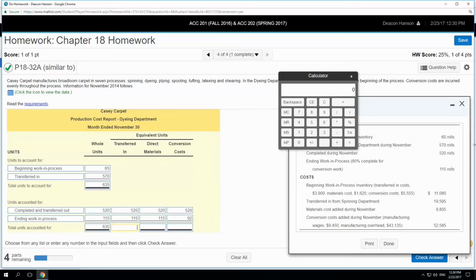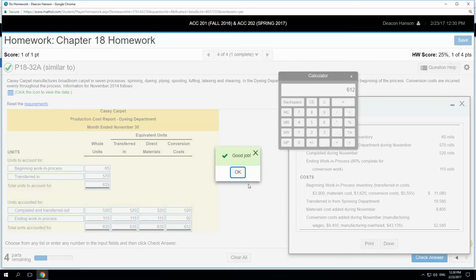Now all we have to do is add vertically. So these are of course going to be 635. And then the final column, 612. And this is what we call equivalent units. So these are the equivalent units down here at the bottom for each category: transferred in, direct material, conversion costs. See how we did. Yeah, good job.